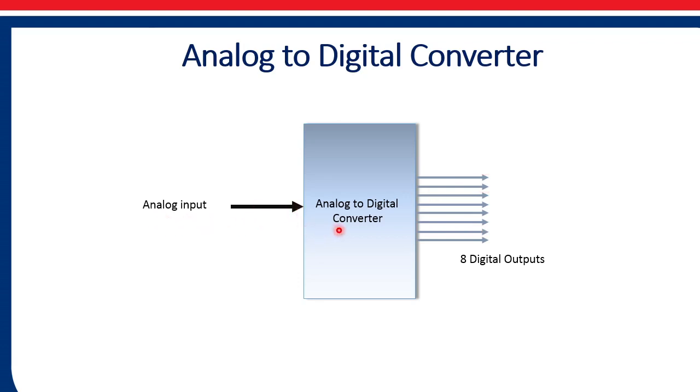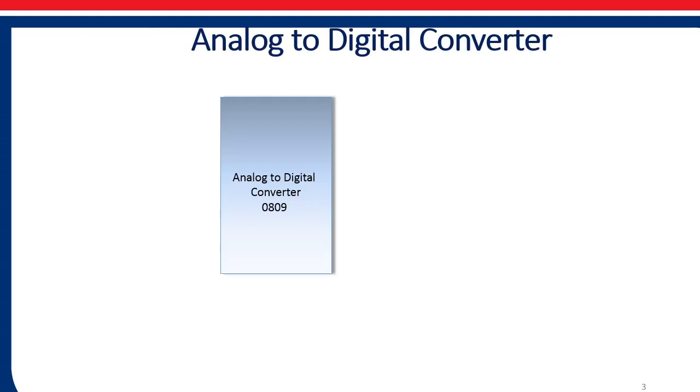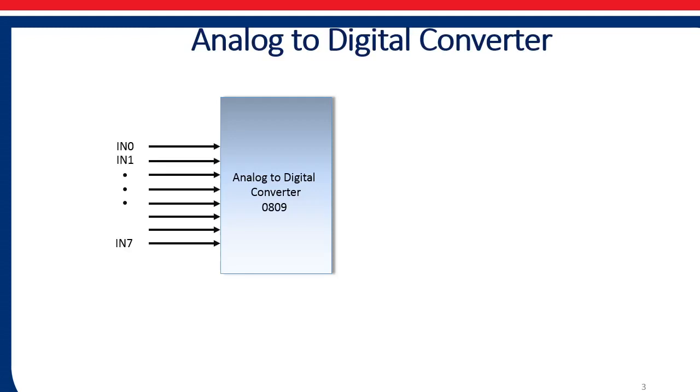Now there are ADCs which have one input, but the ADC that we are looking at, 0809, has 8 analog inputs. These are the 8 analog inputs named IN0 to IN7. So any one input can be converted into its digital equivalent.